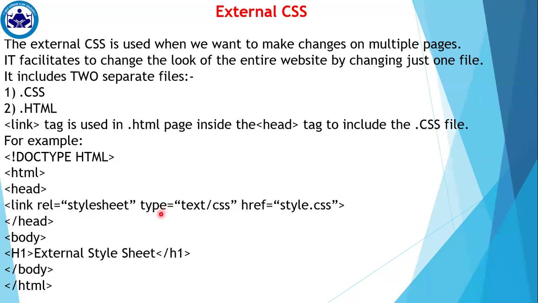The next attribute of the link tag is type. The value of the type attribute is text/css. href is the next attribute and the value of the href attribute is the name of the style sheet with the .css extension that we will create later on.